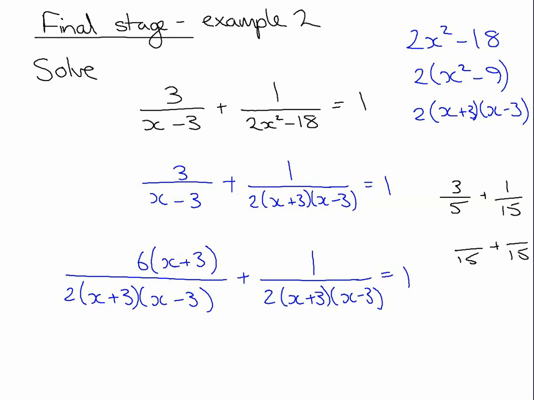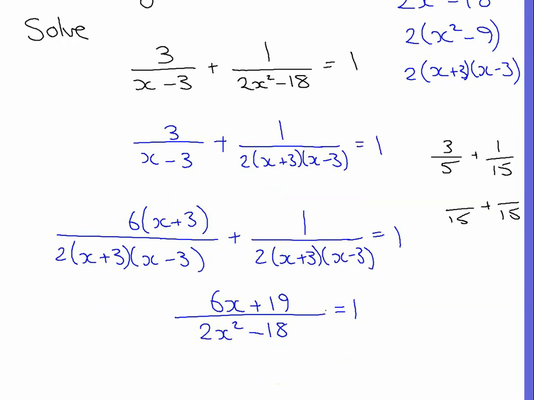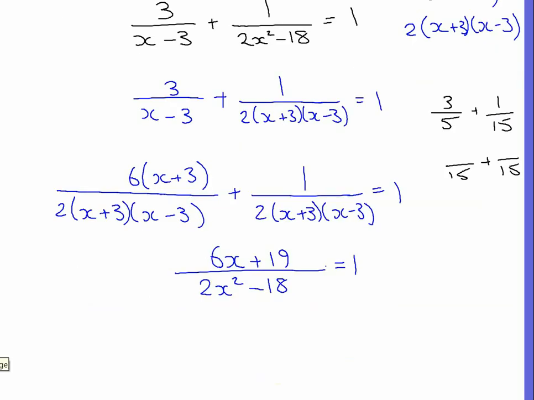Okay, so adding, let's add them. So we're going to have 6x plus 18 plus 1. So it's going to be 6x plus 19. Sorry, my software's being really annoying tonight. And that expanded is given to us at the start. So I'm going to pop that in there. And we know this is equal to 1. Okay, so again, just a posh version of stage 1.